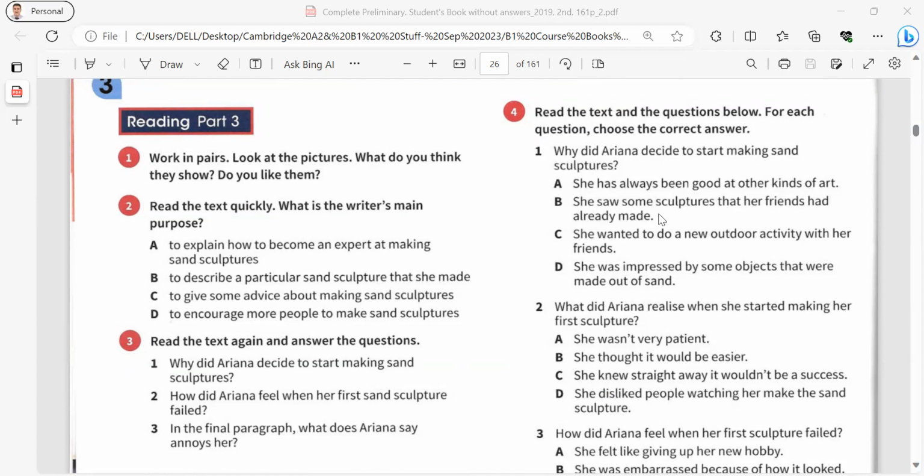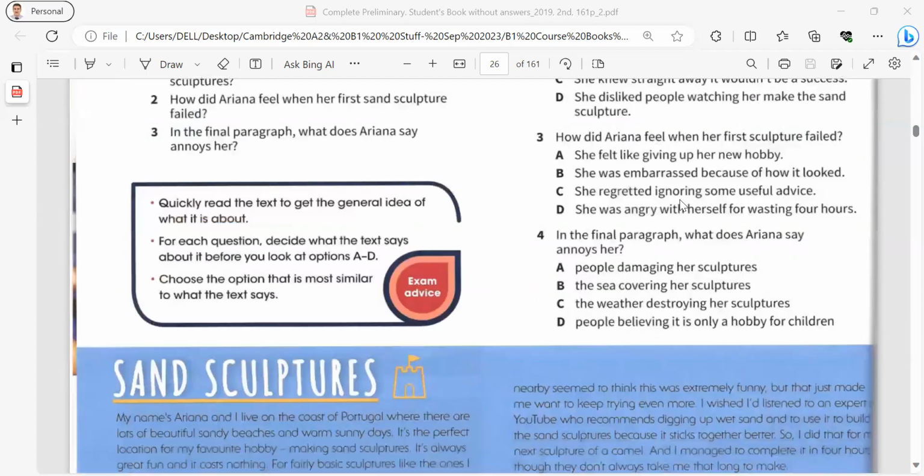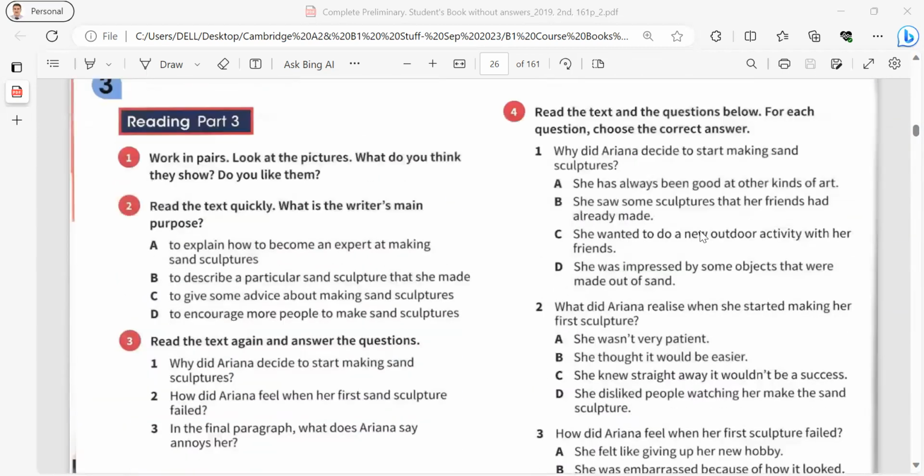So what is the answer? Start. You have 4 or 5 minutes to finish. Read the question. Define the keywords in each question. Why did she decide to start making sand sculptures?